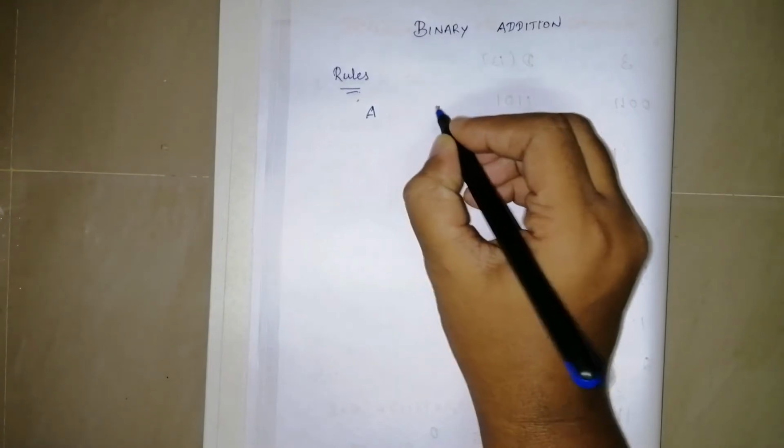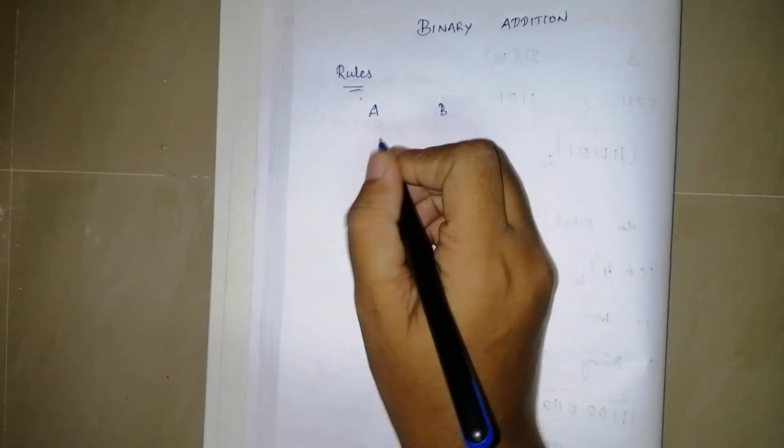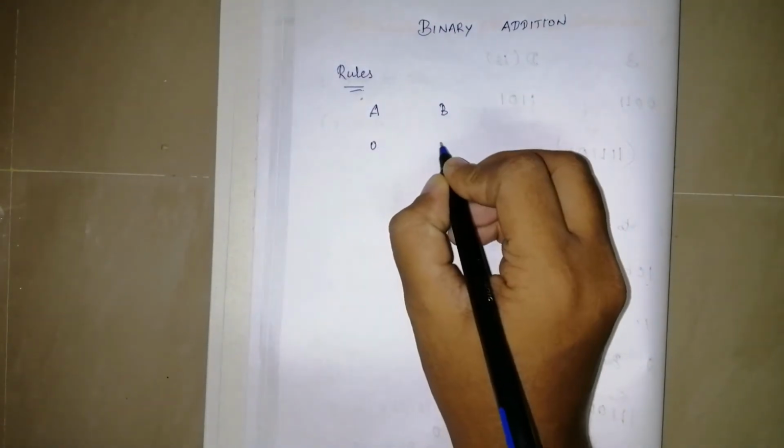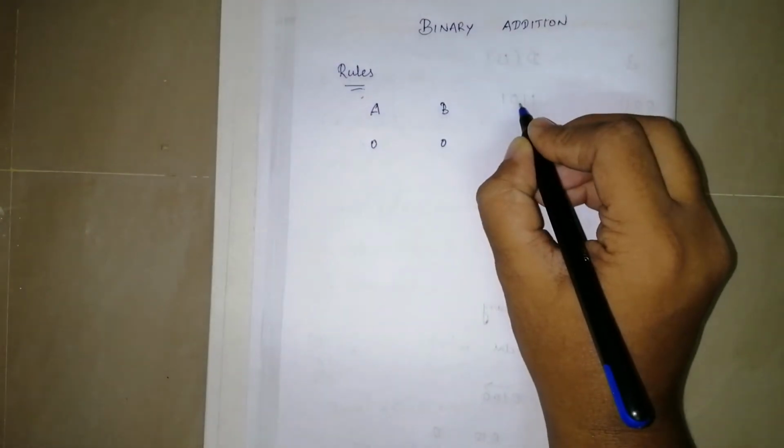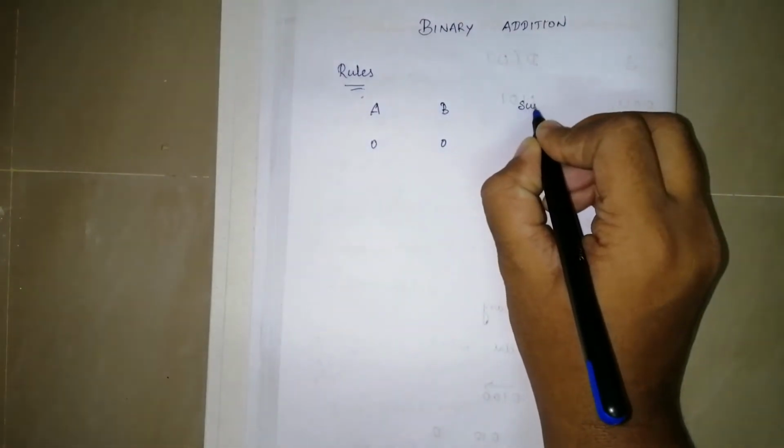Let A and B be the two inputs. A is 0, B is 0. There will be two outputs: one is sum, the other one is carry. 0 plus 0 is nothing but 0. The sum is 0, so carry is also 0.